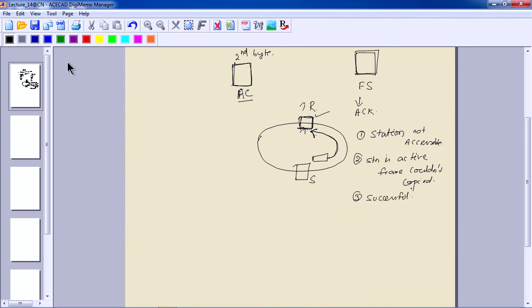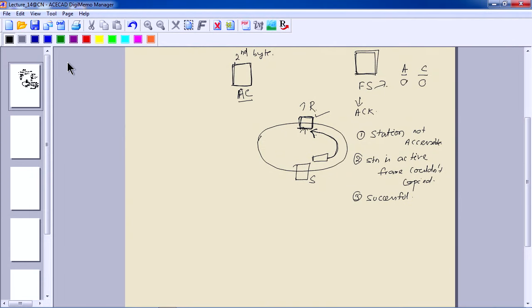To indicate these three conditions of the frame received by the receiver, the frame status field has two bits. One is the access bit, another is the copy bit. The status of these two bits will indicate the kind of acknowledgement to the sender. If it is 00, that means the station is not ready or it is down. It could not be accessed, forget about copying. If it is 1 and 0, it indicates the station is active, but could not copy for some reason. Another case is 11, it is active and it is copied.